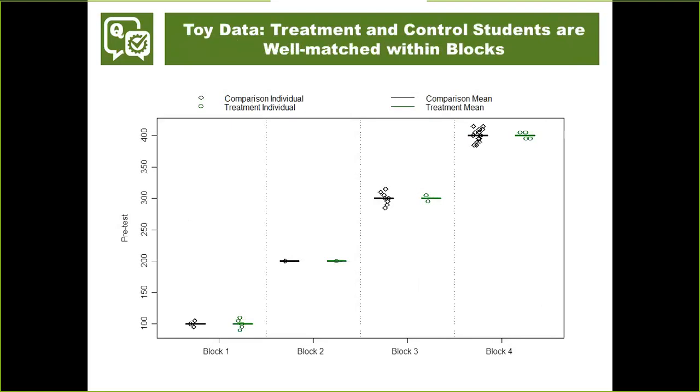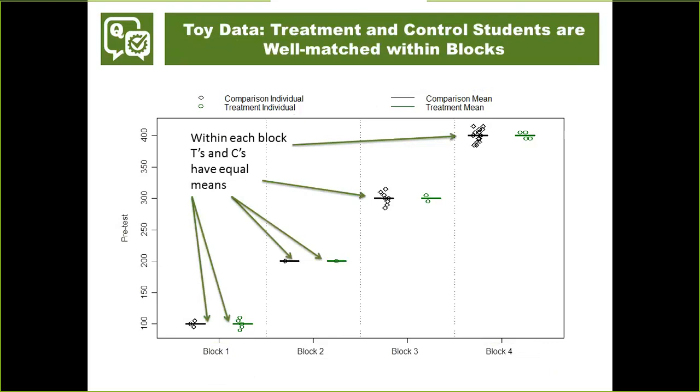In this picture, the open diamonds represent comparison group individuals, and the open circles represent treatment group individuals. The means of the individuals within a block are indicated with the horizontal lines. The individuals were assigned within these 4 blocks shown. These blocks could have been different schools or could have been 4 grades within a school. So the idea here is that these treatment and control students are matched or assigned within each of these 4, say, schools.